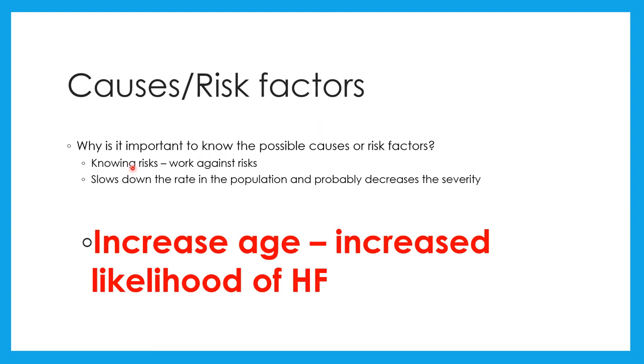Still on causes or risk factors, why is it important to know the possible causes or risk factors? Well, the answer is not far-fetched. Knowing the risks will help us to work against the risk. You just go the opposite direction. For example, if smoking is responsible, then I don't smoke. If alcohol is responsible, then I don't booze. When we know this, it will help us to slow down the rate of heart failure in the population and probably decrease the severity, because we'll be able to preach against it, converse against it, and help people. If you do this, you're likely going to come down with failure. If you don't do this, that will help you out, and so on. Then, we should know that an increase in age means there's increased likelihood or probability of having failure.